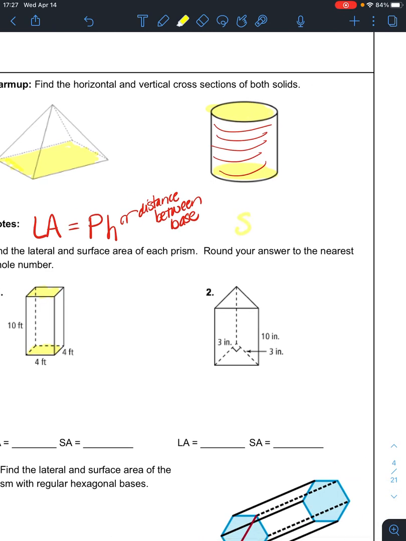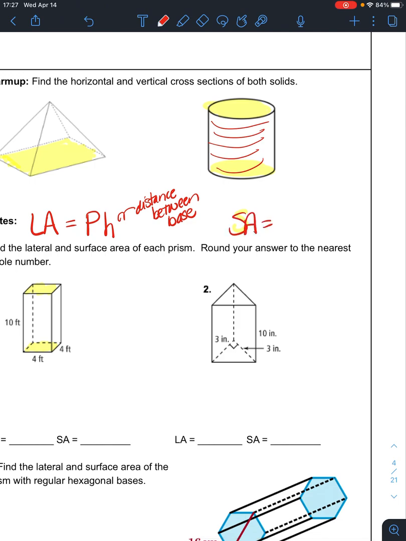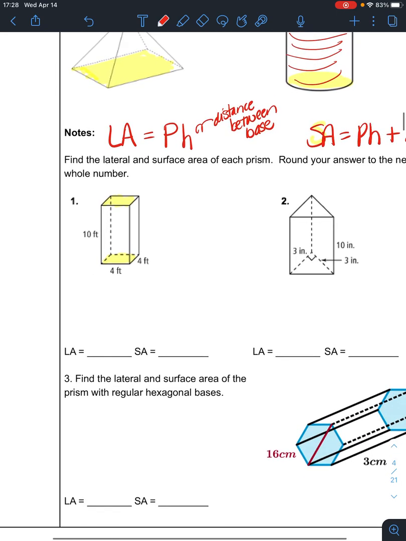And then we have our surface area. Our surface area is everything else. The lateral area is the area of the lateral faces, that's everything but the base. So our surface area is our lateral area plus the area of the 2 bases. P stands for the perimeter of the base, H stands for the distance between the 2 bases, and capital B stands for the area of the base. Now for a prism, that's going to depend on what shape the base ends up being, so we'll have to go back to those formulas that we used in the last chapter.